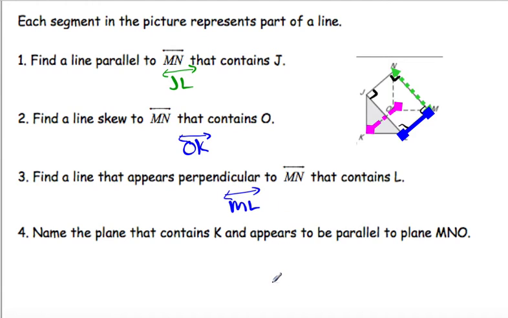Name the plane that contains K and appears to be parallel to plane MNO. Plane MNO is the back part there, that little back triangle, and if we want to be parallel to it, I would say it's this front figure. I'm going to call it JKL. And remember, when you name a plane, you have to put plane in front. Plane JKL.